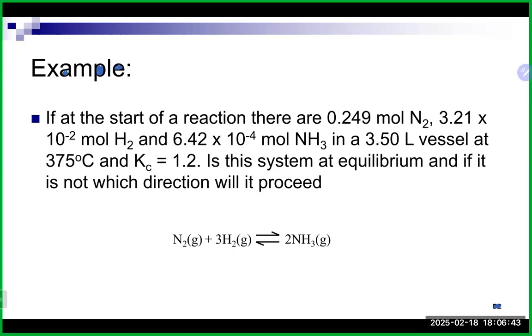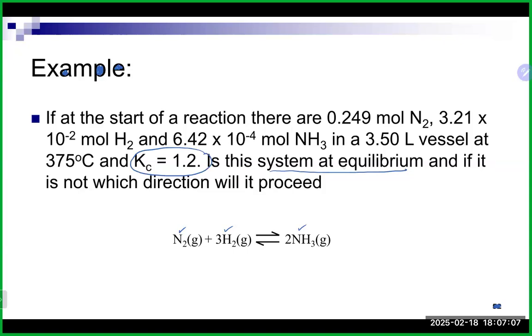We don't have the molarity given to us of everything, but we definitely can calculate it. We have moles, we have liters, so that basically is molarity. So we can get to the molarity of everybody here. That does allow us to calculate Q, and that's really what we want to look at to see if it is at equilibrium. We are given the K value, so we have something to compare it to.